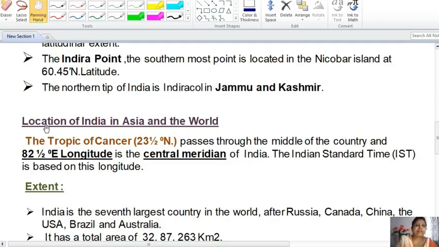The next important topic is location of India in Asia and the world. The Tropic of Cancer, which is located at 23.5 degree north, passes through the middle of the country, and 82.5 degree east longitude is the central meridian of India. The Indian Standard Time is based on this longitude.